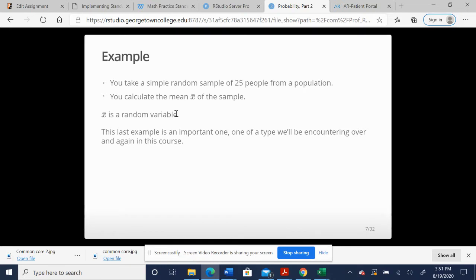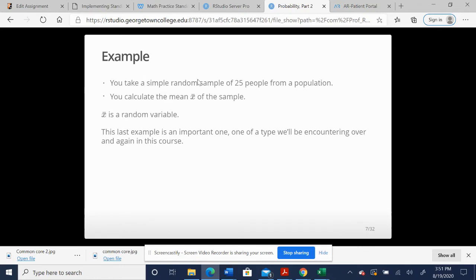Let's say we take a simple random sample of 25 people from a population. So I'm going to randomly select 25 and calculate the mean, X bar. In this case, X bar is the random variable. And this is one of the most important examples that we're going to see, because probability distributions and distributions in general are a very, very solid foundational idea in statistics.